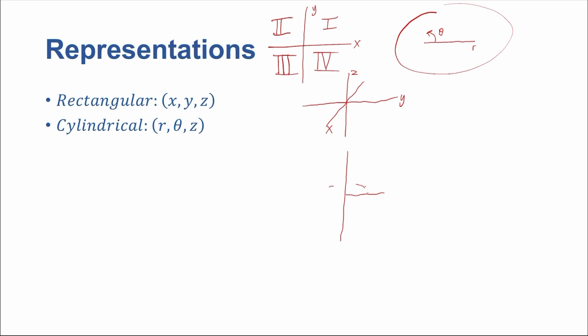Draw this as an ellipse, maybe that will be good. Then we have up here our sweeping angle theta. And then to give it height, we have z. So this generates a cylinder. And this is also a complete representation of 3D space.